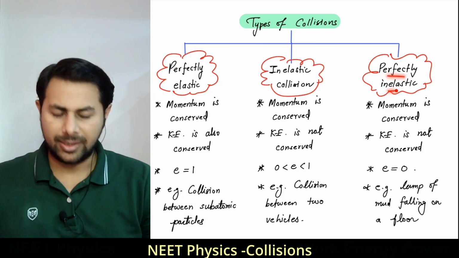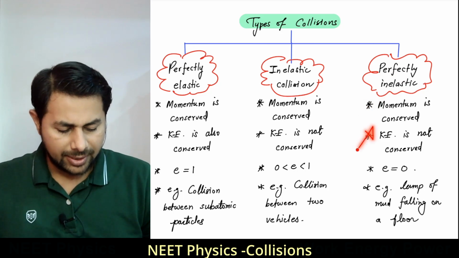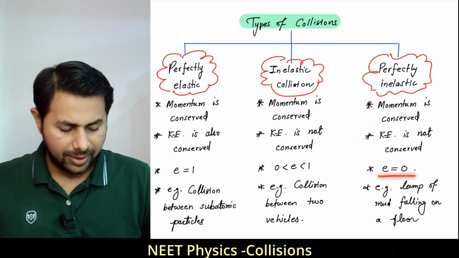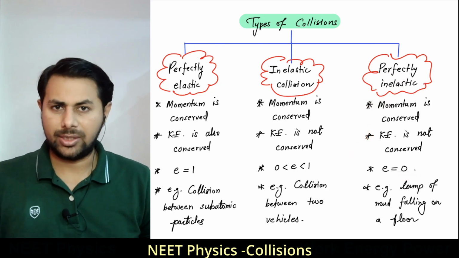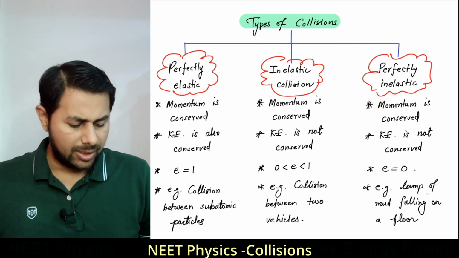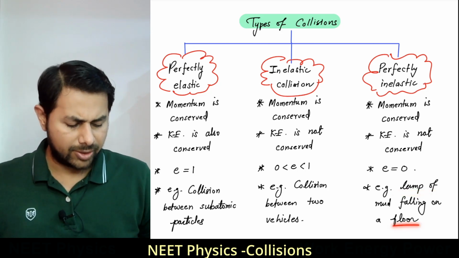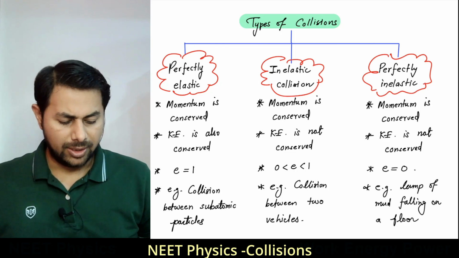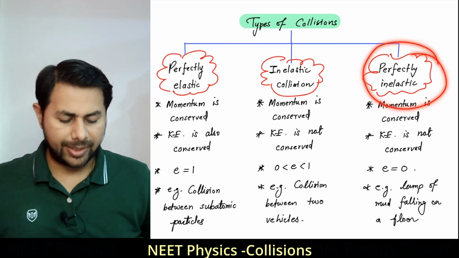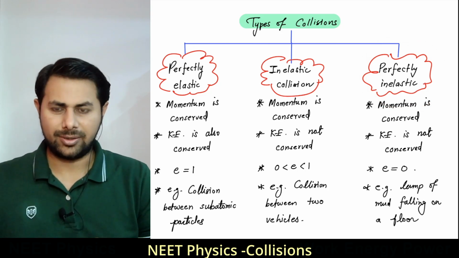Then what is perfectly inelastic? Momentum is conserved here also, kinetic energy is not conserved, and e is equal to 0. We are going to see what e is; e means the coefficient of restitution. An example is a lump of mud falling on the floor. In a perfectly inelastic collision, the two bodies collide and stick together.